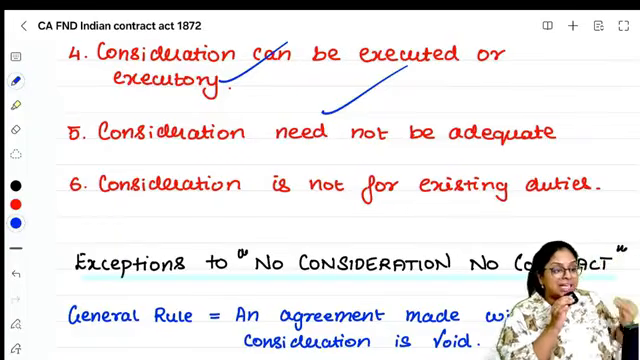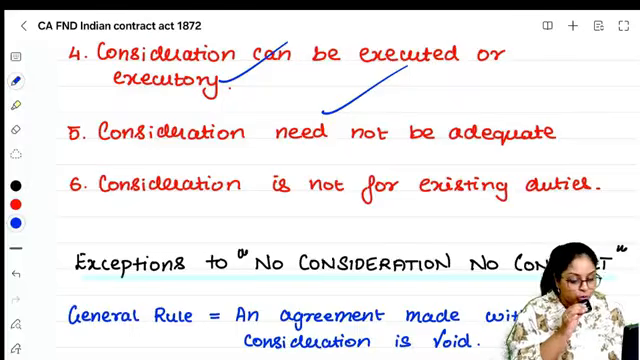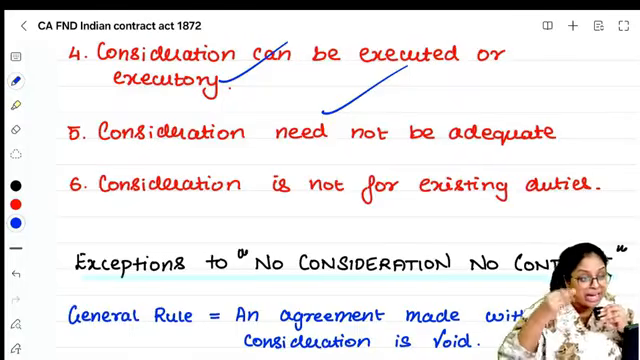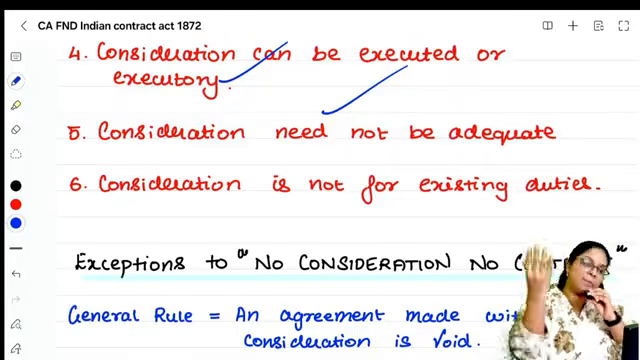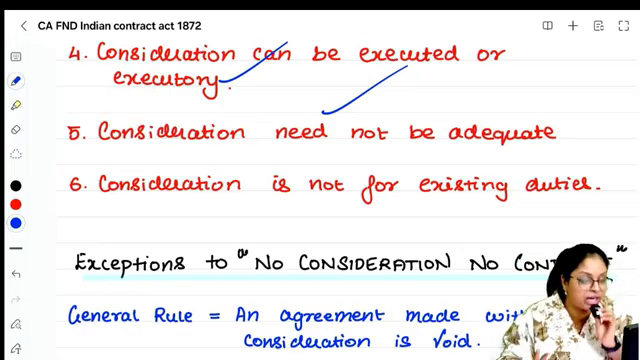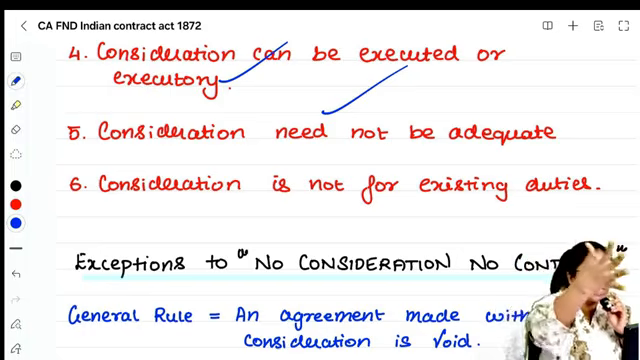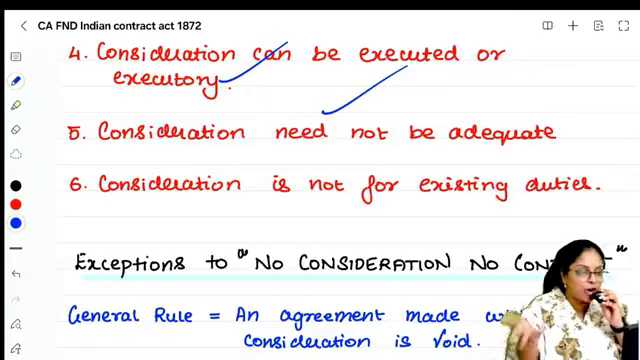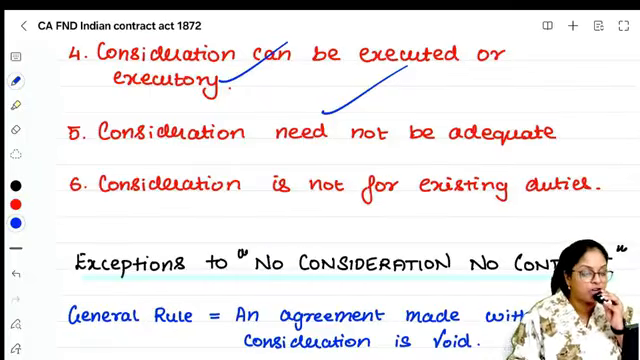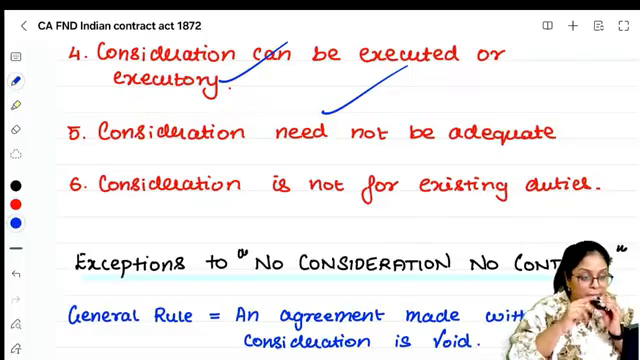For example, you go to Pondi Bazaar, you do shopping. If you are smart enough, you can negotiate, you can bargain, even buy a product for 1,000 rupees at rupees 400. If you are smart enough, right? Consideration need not be adequate. Yes, if you are good at bargaining, you can get it for even a lesser price. If you are good at bargaining, consideration need not be adequate.